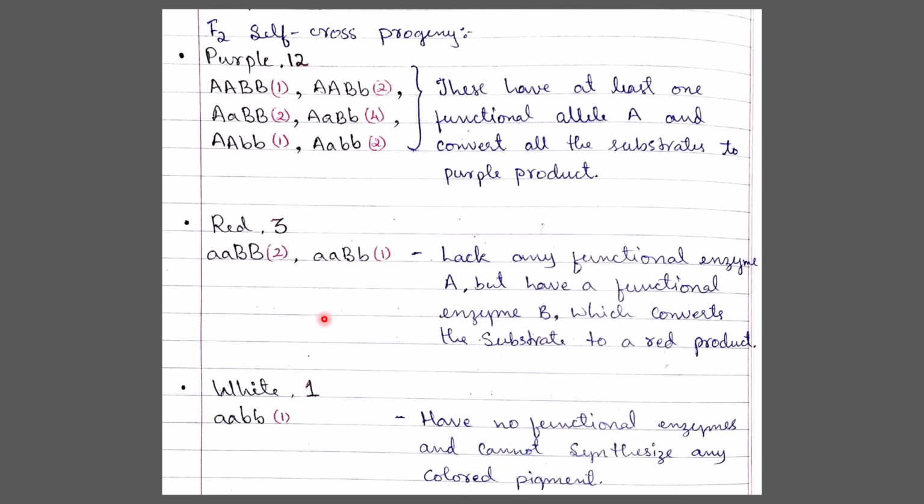Whereas in this particular scenario, there is no functional enzyme A. In both of these cases, there is no functional enzyme A. So what happens? B can express itself now. Here it is homozygous dominant B which can produce red, and heterozygous B which can also produce red color. And here it is white in color. Why? Because there is no functional A and no functional B. Both of these functional enzymes are absent and cannot synthesize any colored pigment.